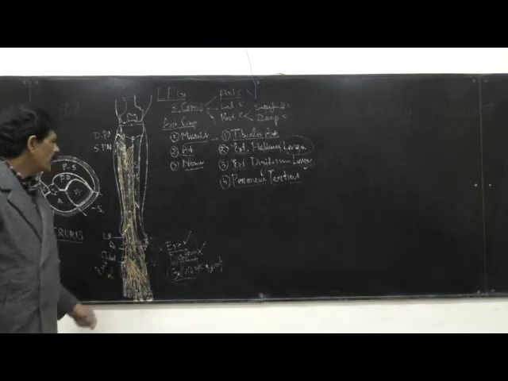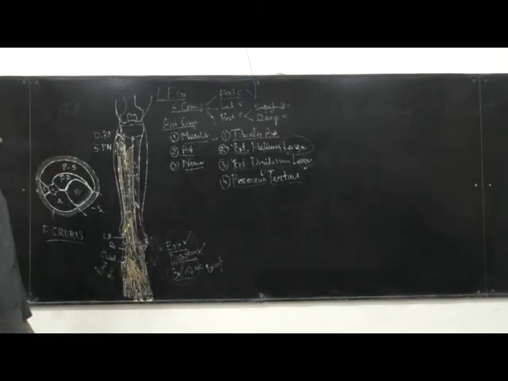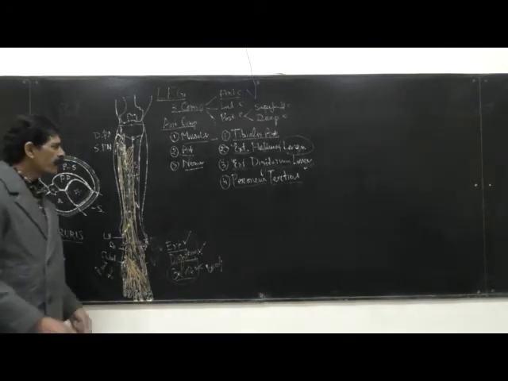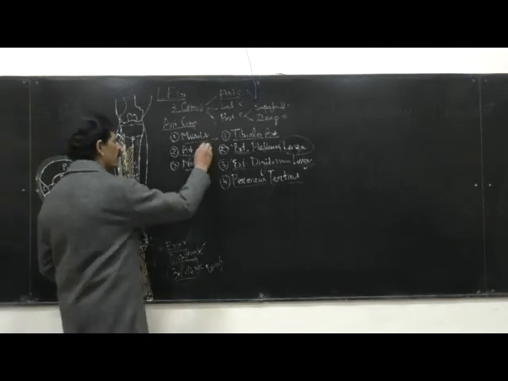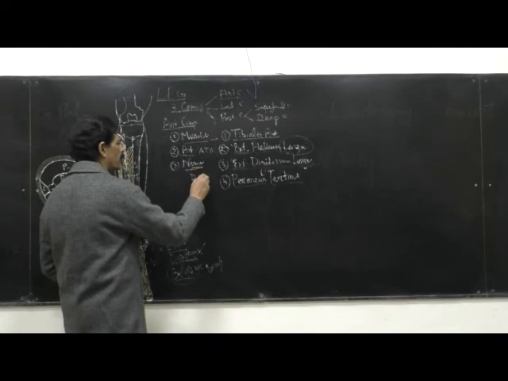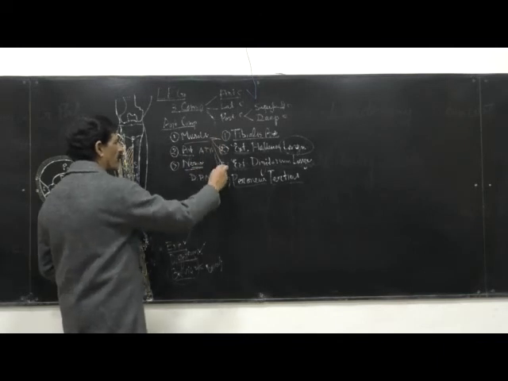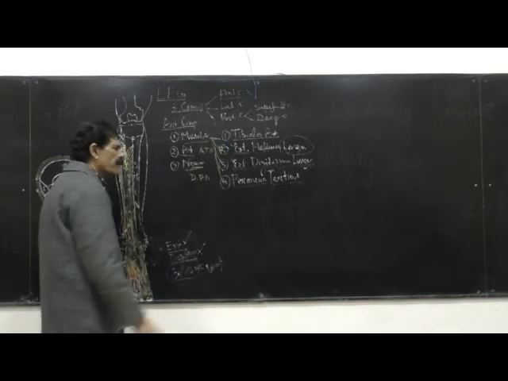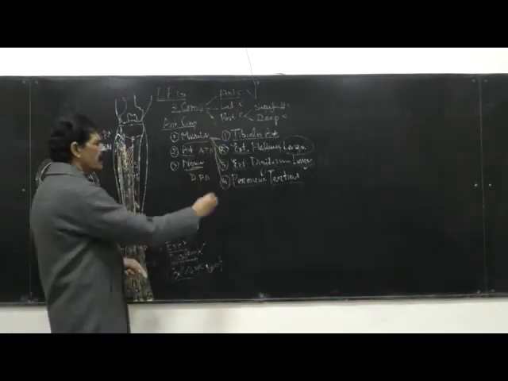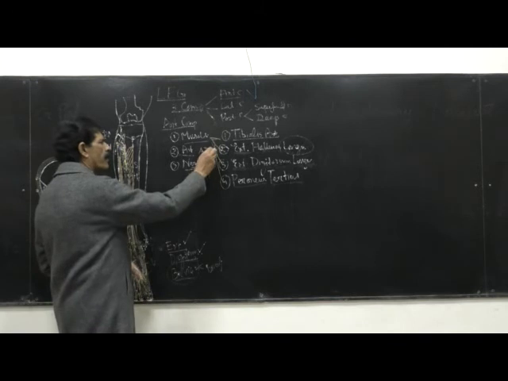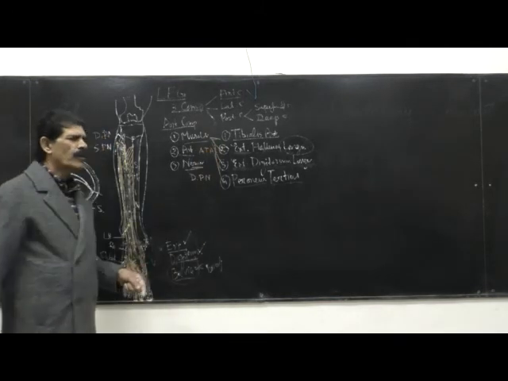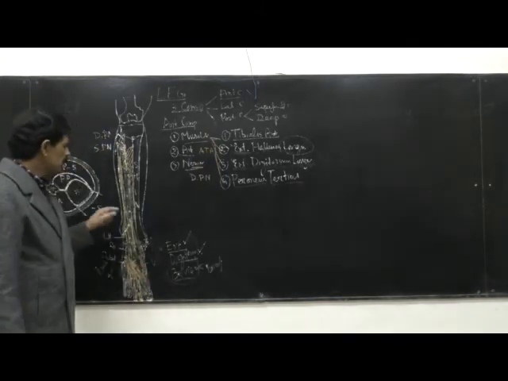So this is how we do the anterior compartment. Four muscles, one artery, that is the anterior tibial artery, and one nerve, that is the deep peroneal nerve, and four muscles. So you have to remember the anterior compartment, the name of the artery, the name of the nerve, and the four muscles. So this is how we do.